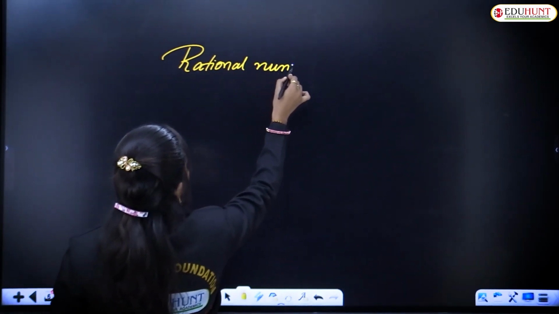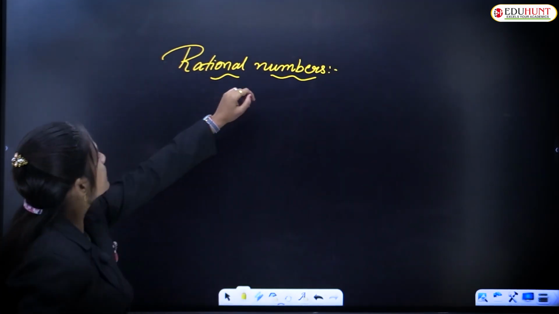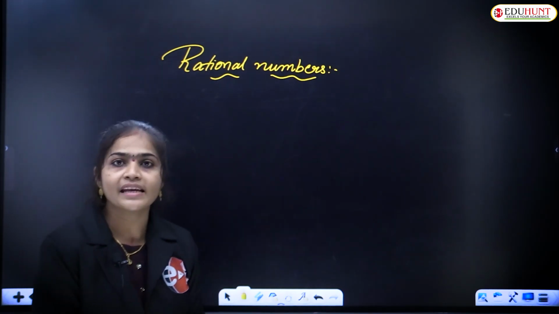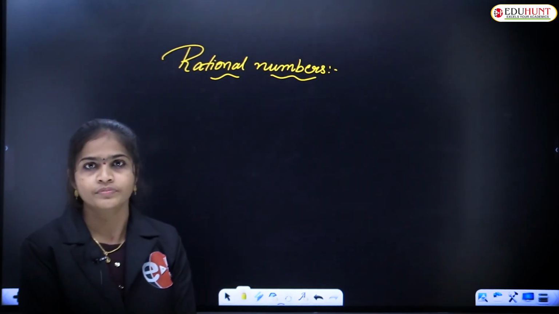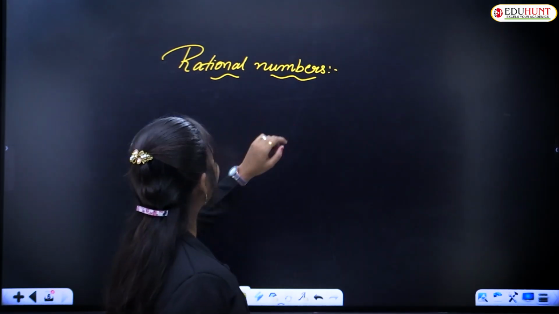Rational numbers. Okay, see here, rational numbers. What about the rational numbers? If a number can be written in p by q form, a number which can be expressed in p by q form.